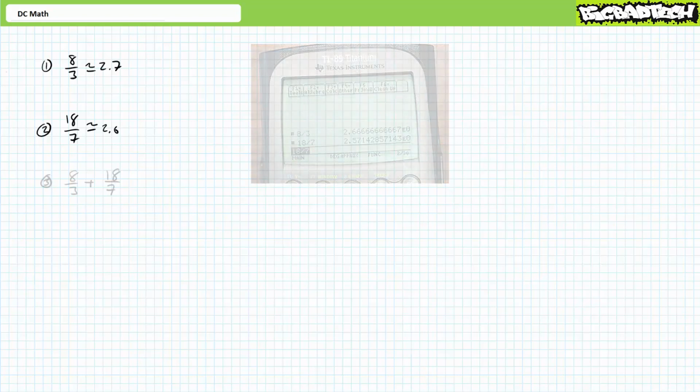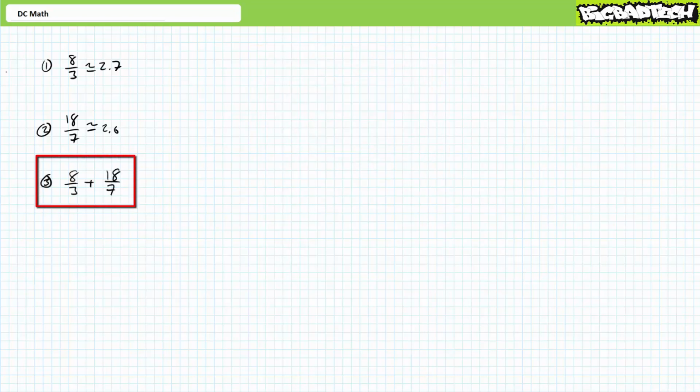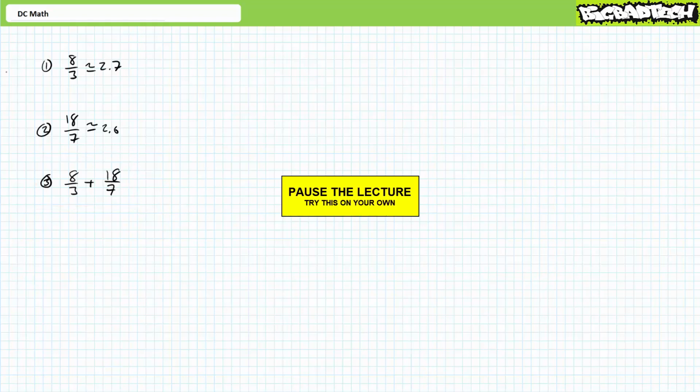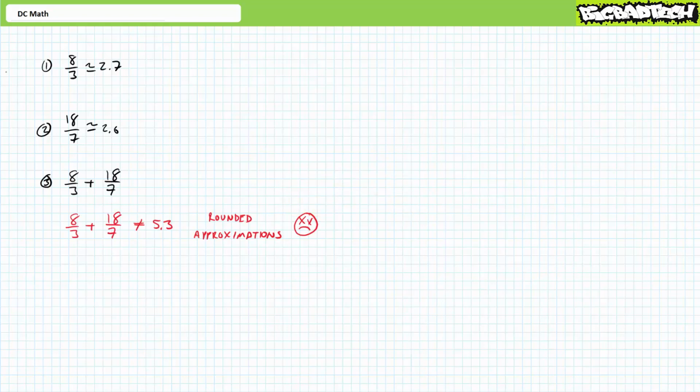Simple enough, right? Now perform the following calculation. 8 divided by 3 plus 18 divided by 7. Express your answer rounded to the 10th place. By all means, pause the lecture, try this yourself. If you're tracking, you should have gotten the following results. Spoiler alert, the answer is not 5.3.